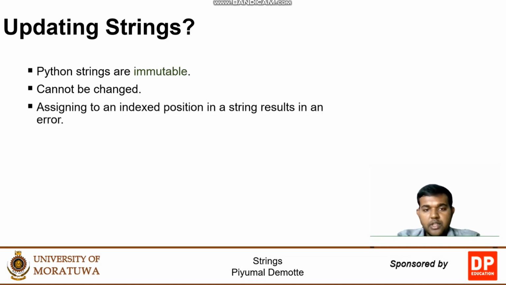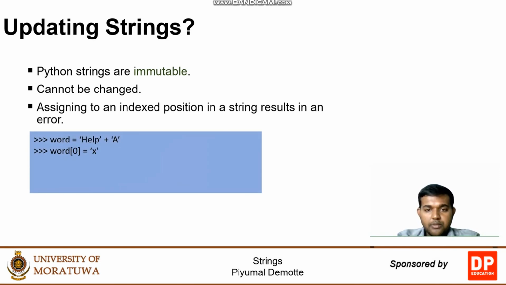Furthermore, if we try to change the value of a string object using square bracket operator, it will throw a type error as strings are immutable objects. In this case, a new object will not be created.